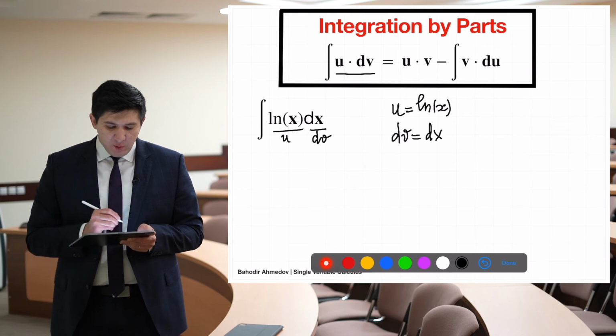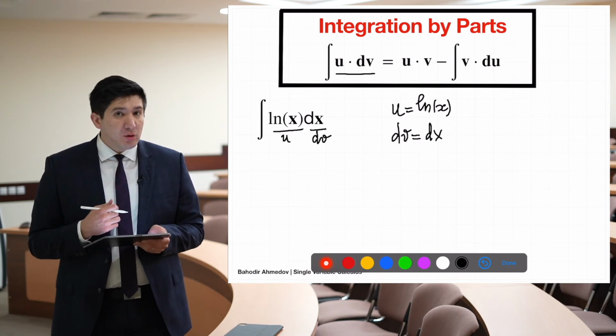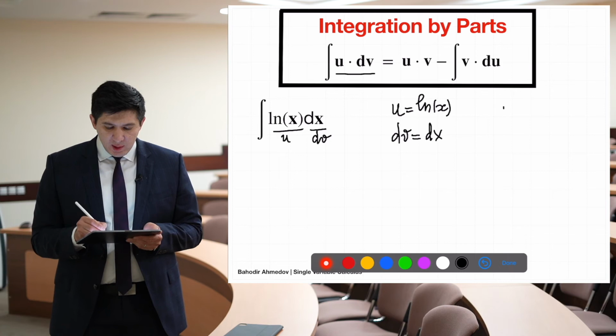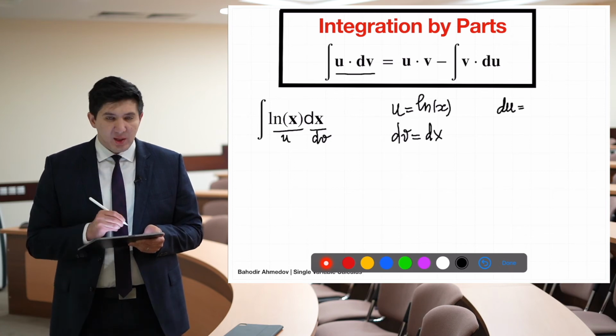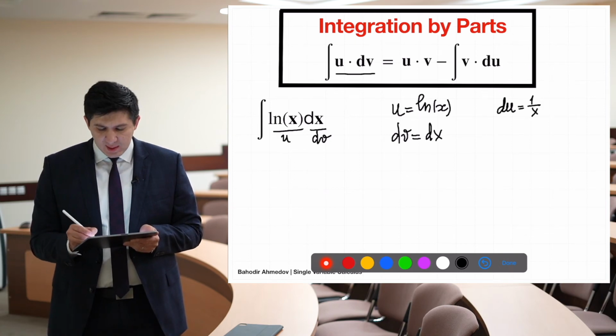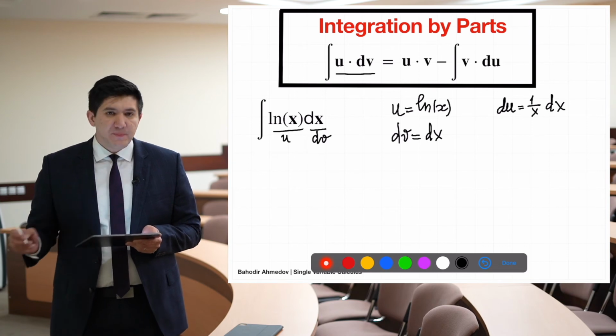And if you look at this formula, I need v, and I also need du. Du means that I need to take the derivative of ln of x, which is 1 divided by x, its derivative, right?